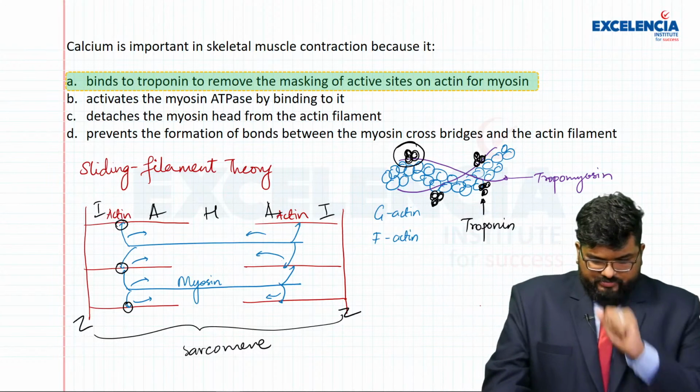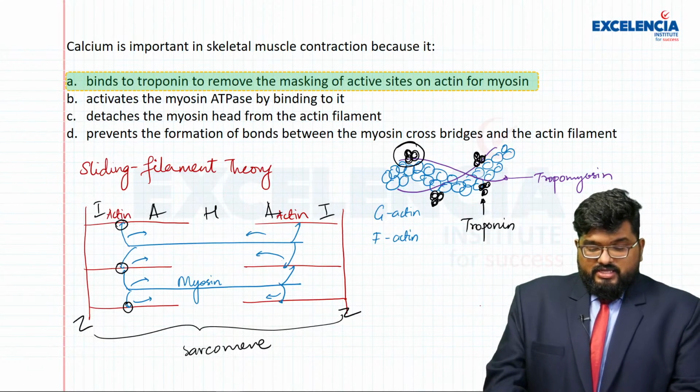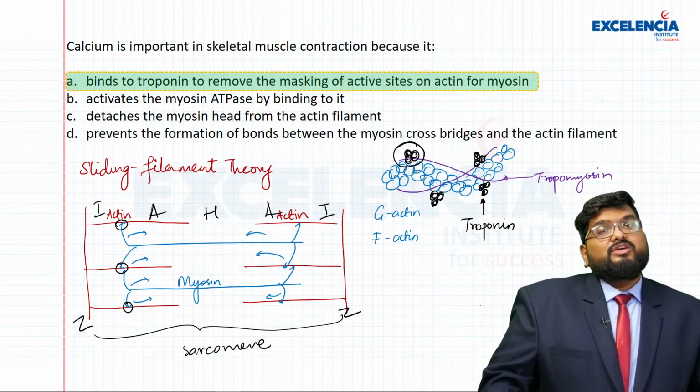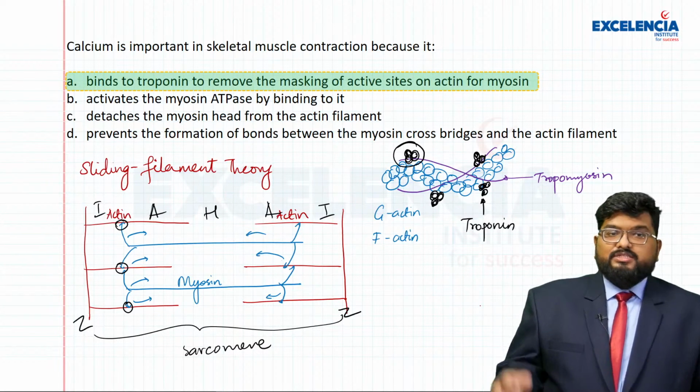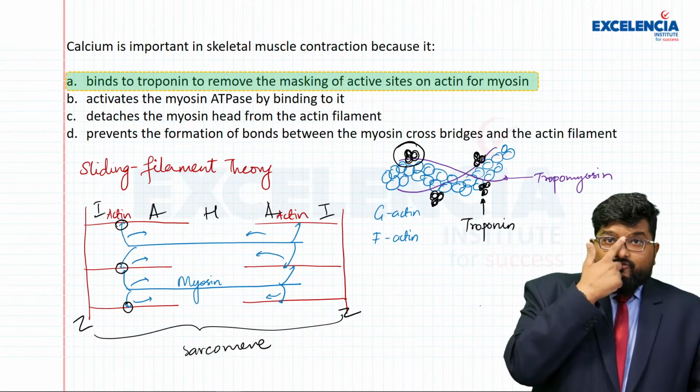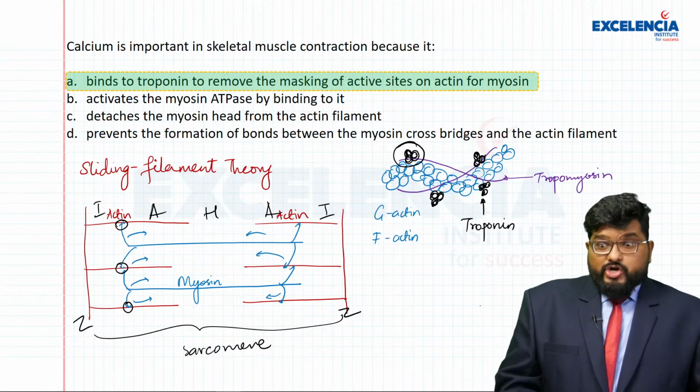So the answer over here is it binds to troponin to remove the masking of active sites on actin for myosin. Got it? So that's your sliding filament theory in short.